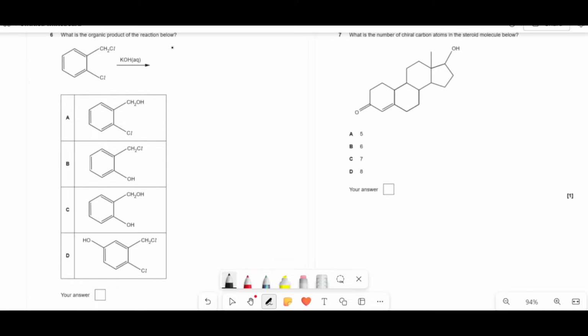So now it says, what's the organic product of the reaction below? So we're adding OH, right? In this, it's going to be OH minus. It's got a lone pair, and you can see there's a lovely Cl there, so it's going to come here, and it's going to boot the Cl off like that. That's nucleophilic substitution. It's not going to go for this one, because this is benzene, and there's a C there. It doesn't behave the same way. So in that case, it's going to be whichever one is the same, except this is now an OH instead, which would be A.